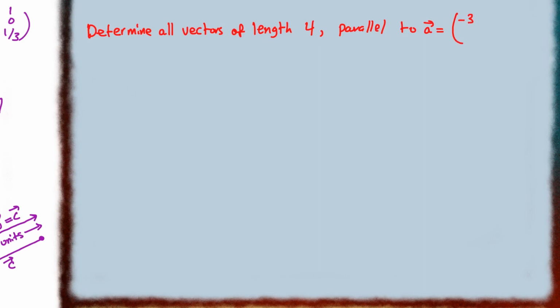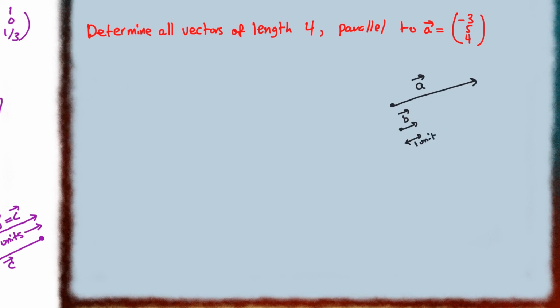For the second example of the day, we want to determine all vectors of length 4 which are parallel to vector A with components negative 3, 5, and 4. Let's break this down into different parts. Vector A has some magnitude. We're going to find vector B, which is the unit vector of A with magnitude of 1. So it goes in the same direction, but only has length 1.